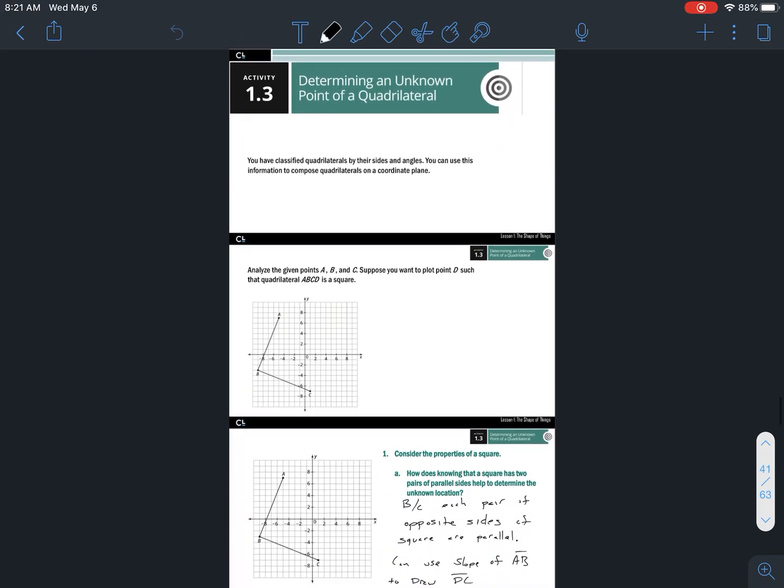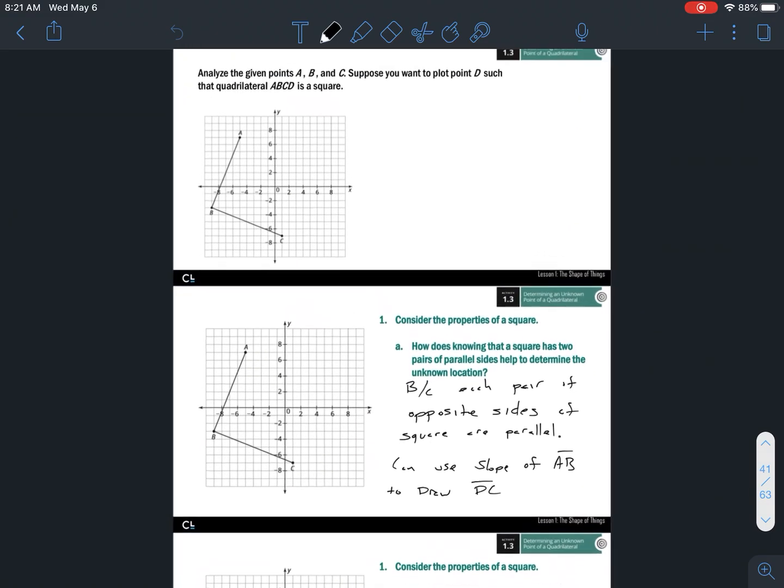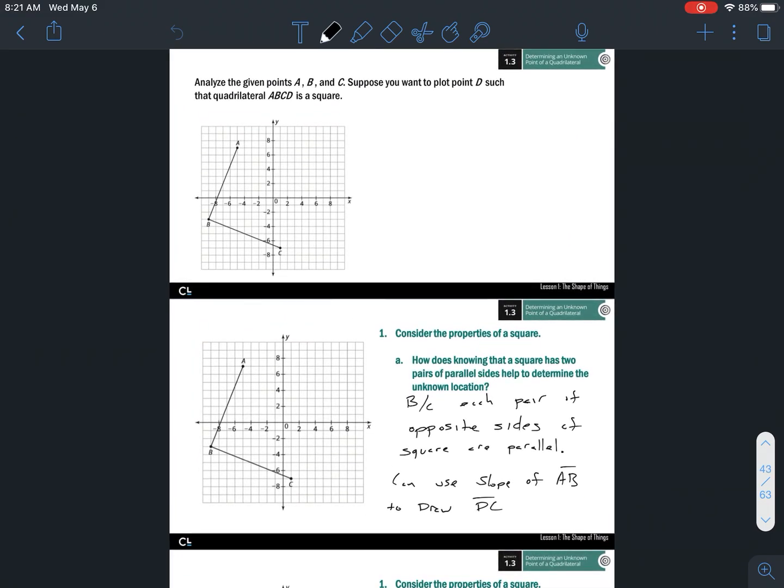Next, we went on to the next part, where it's asking us to analyze pointing our own point D to make it a square. How would we know? Knowing the sides, each pair of opposite sides of a square are parallel, and we can use the slope of AB to find the slope of CD, because we know a square has all four sides the same length, and that the opposite sides of a square are parallel to each other.